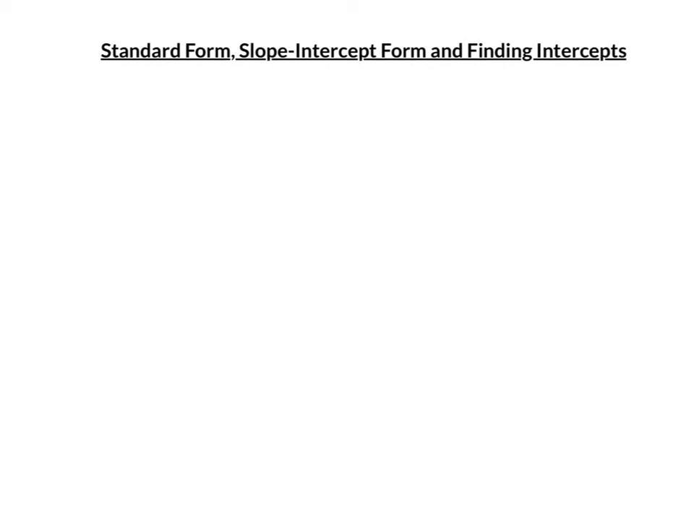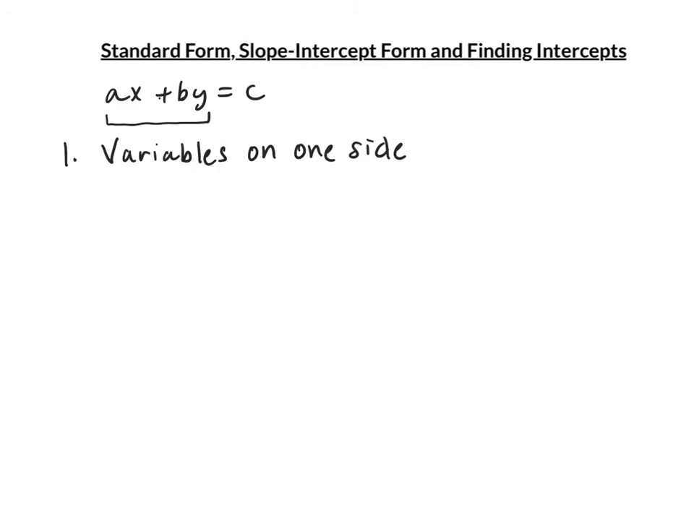Standard form is when you see an equation written as ax plus by equals c, where a, b, and c are just numbers. The thing you need to notice is that the variables are on one side. They're written alphabetically with the x in front, and remember a and b are coefficients of the variables, and c is just a constant, a number.